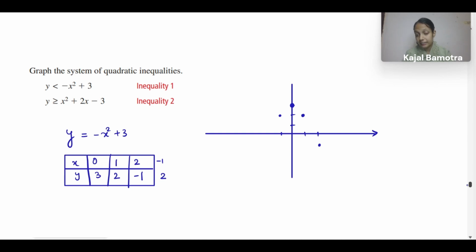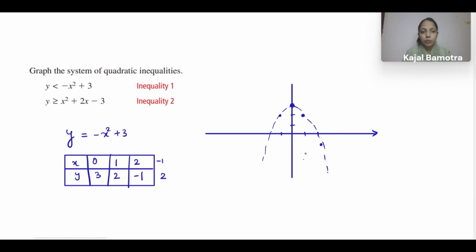As it is a strictly less than inequality, it will be a dotted curve. It is dotted. Done. This is dotted for the first inequality. Now for the next one.